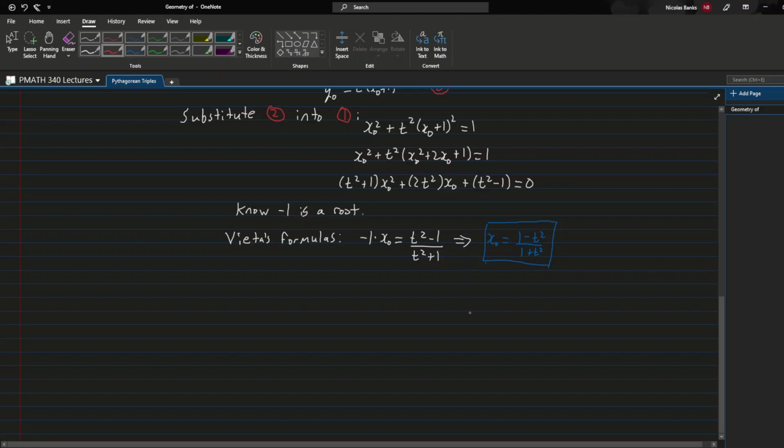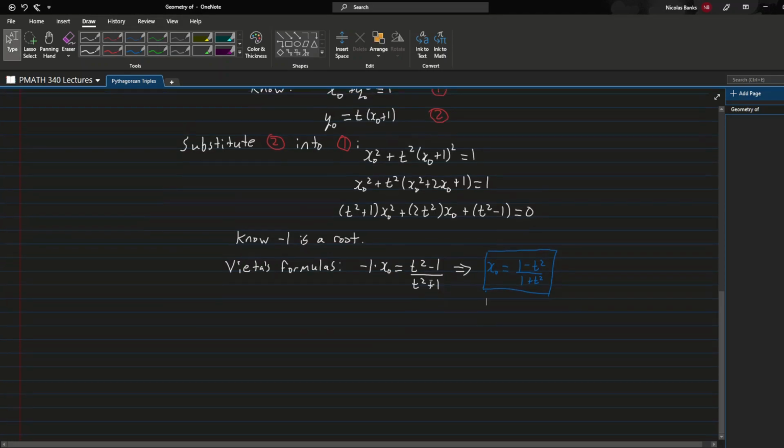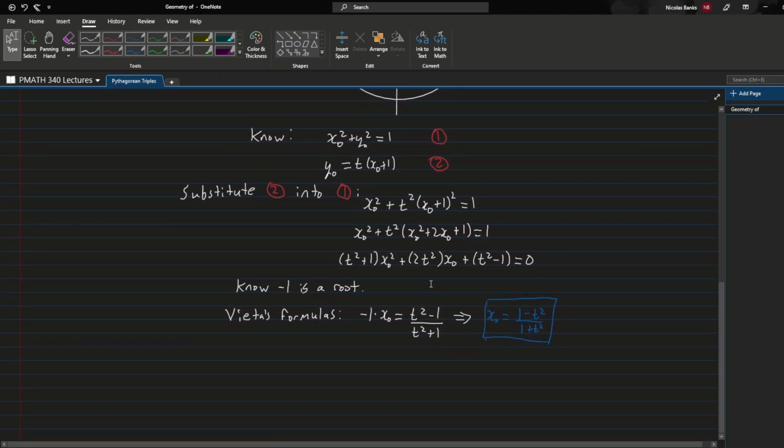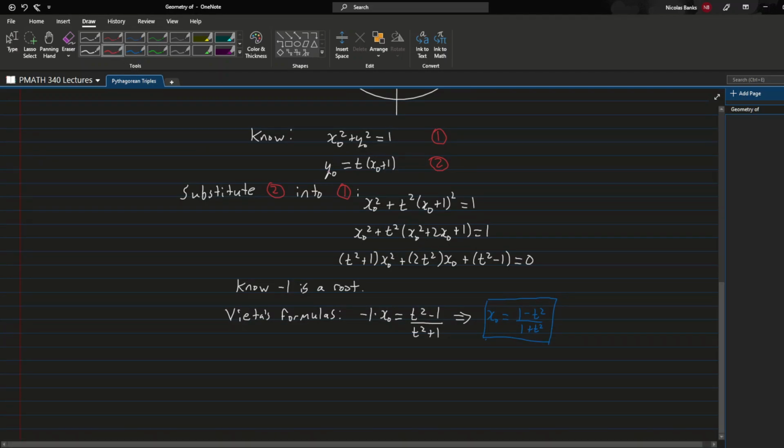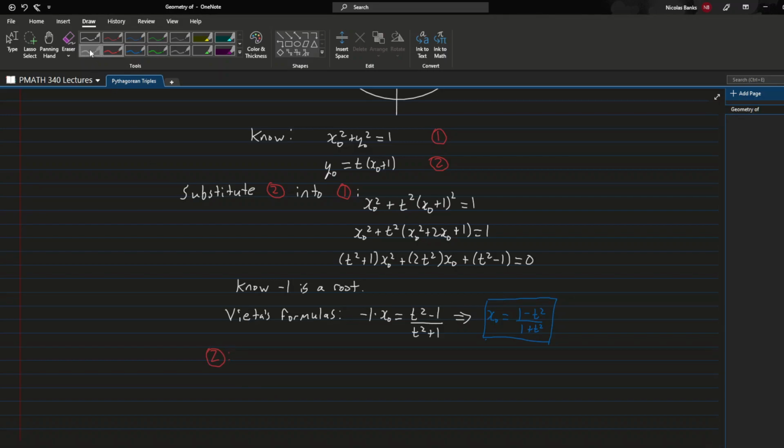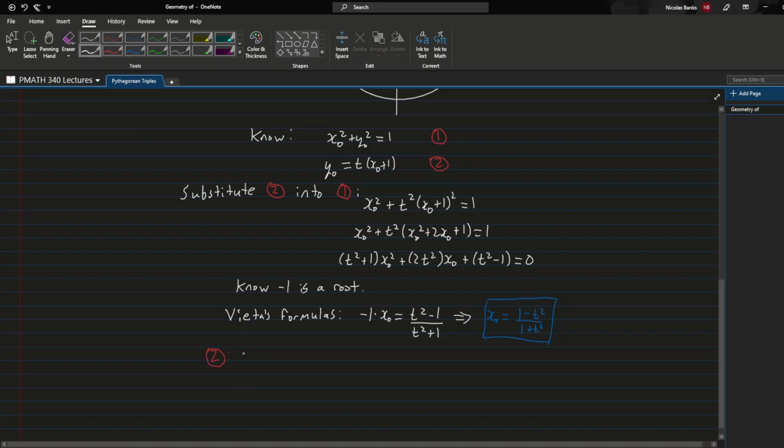Can we do the same for y naught? If we can, then we have a pretty good understanding of how to find x naught and y naught, how to characterize them. And in fact, we can use equation 2. We could use 1 or 2, but equation 2 is much simpler. It'll give us an easier way to find y naught. So let's use equation 2. So, equation 2 says y naught equals t times x naught plus 1.